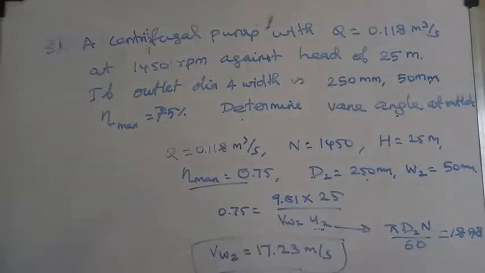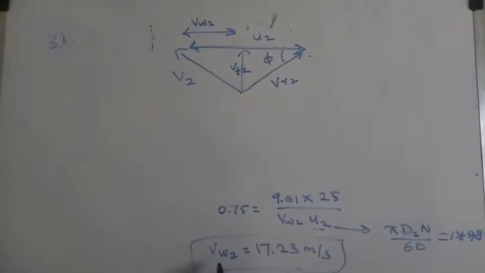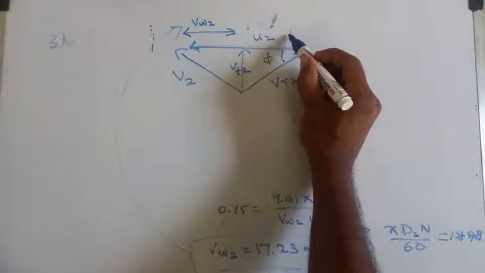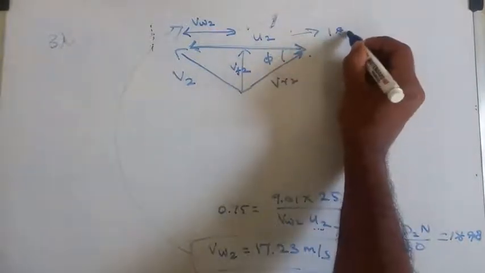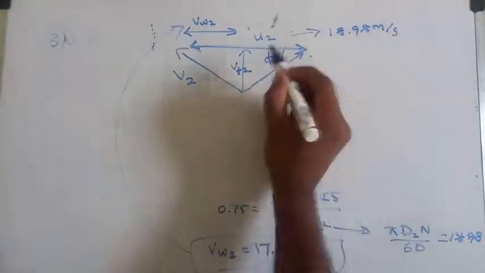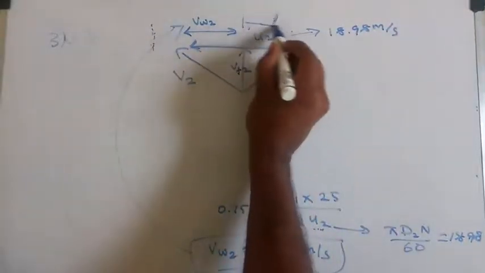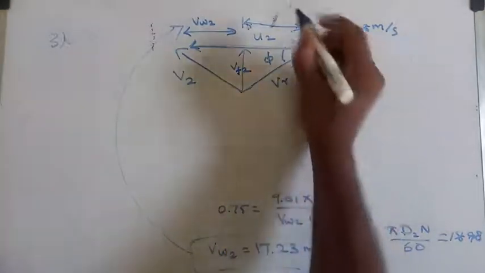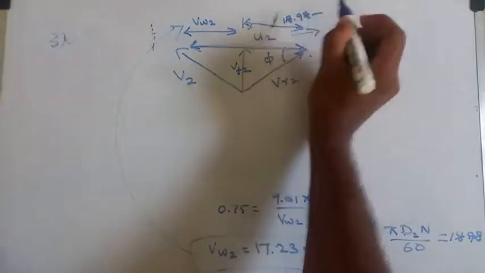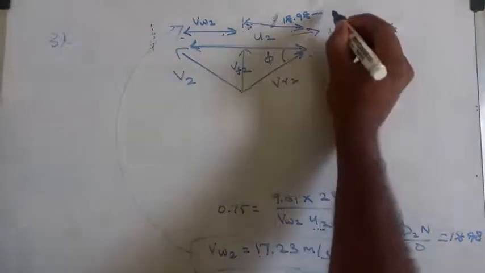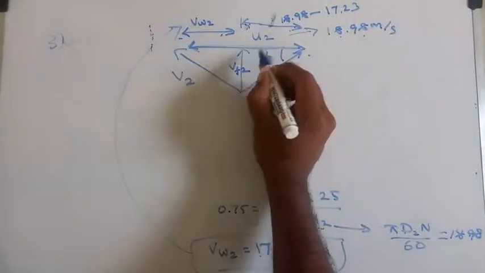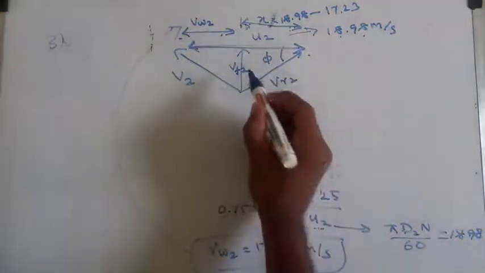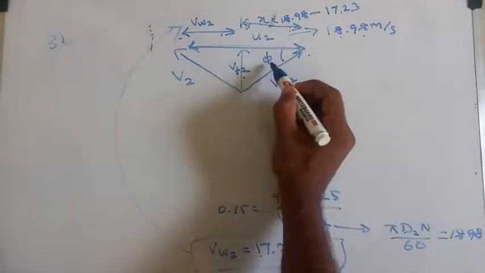Here VW2 is calculated, and I also know U2 as 18.98 meter per second. What I need is this angle phi. For calculating this angle, I have to calculate this side, which is nothing but 18.98 minus this value, 17.23. I am taking this as x. If I know this x, the only thing I don't know is VF2. If I know VF2, I can calculate phi.